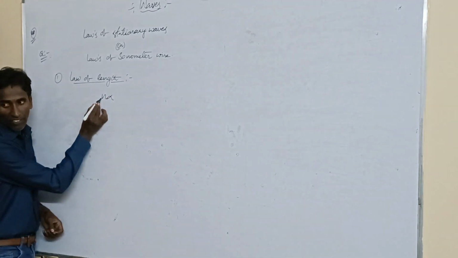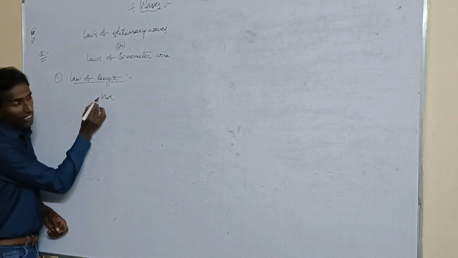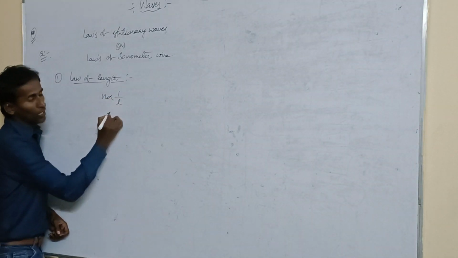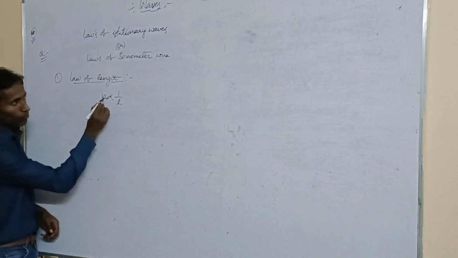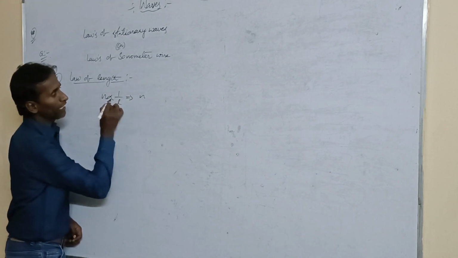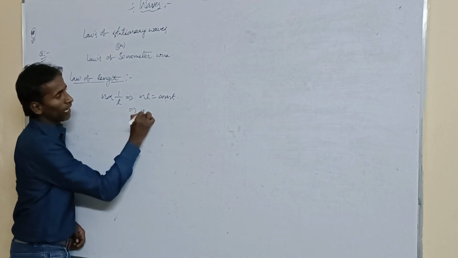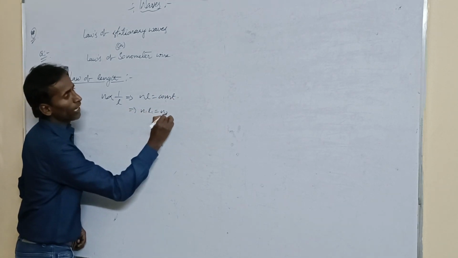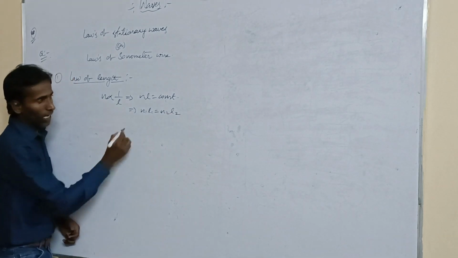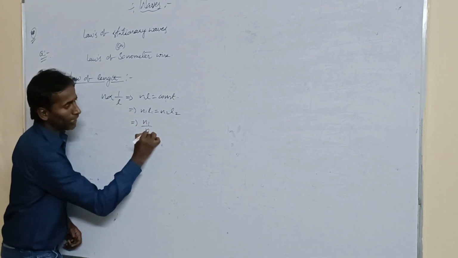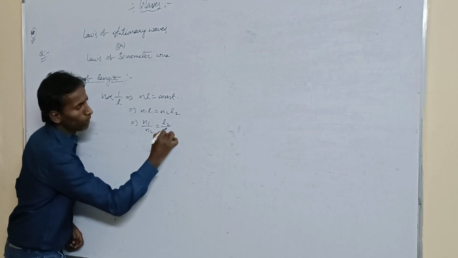The fundamental frequency of the vibrating string is inversely proportional to the length of the wire. So from this formula, what can we write here? N into L is equal to a constant. Another one, N1 L1 is equal to N2 L2 is also possible. And now another one, N1 by N2 is equal to L2 by L1.